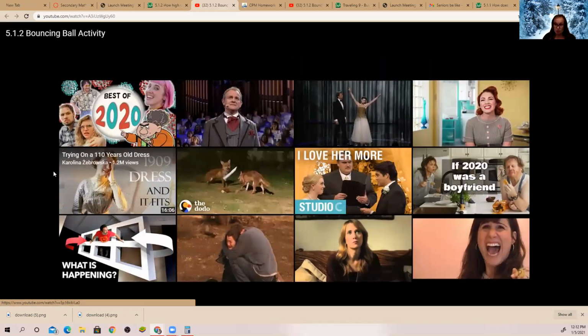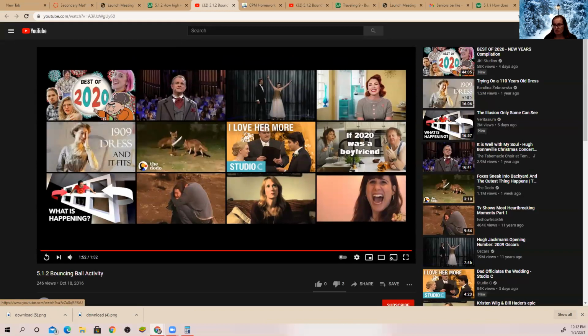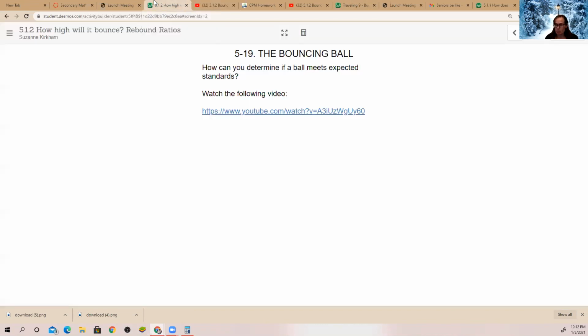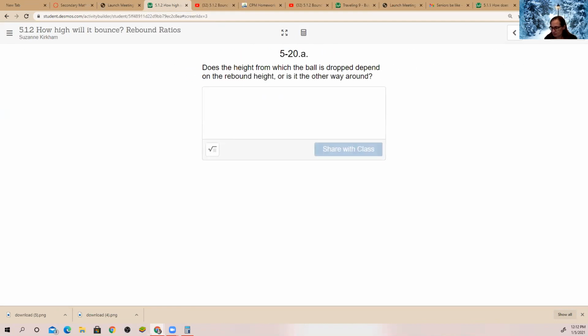That is a super fun activity. Sorry, if you guys want to do it at your house, you can totally do it. Get a yardstick, get a couple of different kinds of balls, and then see what the ratio is.